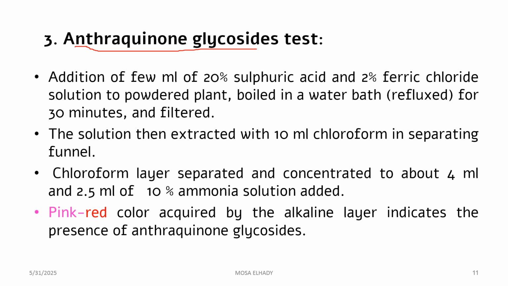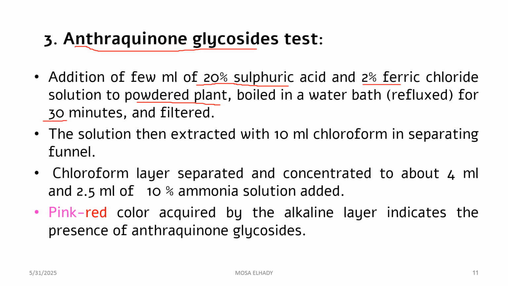To test the plant extract for presence of glycoside, we first prepare the extract by using water, sulfuric acid and ferric chloride. First, we add a few ml of 20% sulfuric acid and a few ml of 2% ferric chloride to the powdered plant sample. Then we boil in the water bath for 30 minutes.